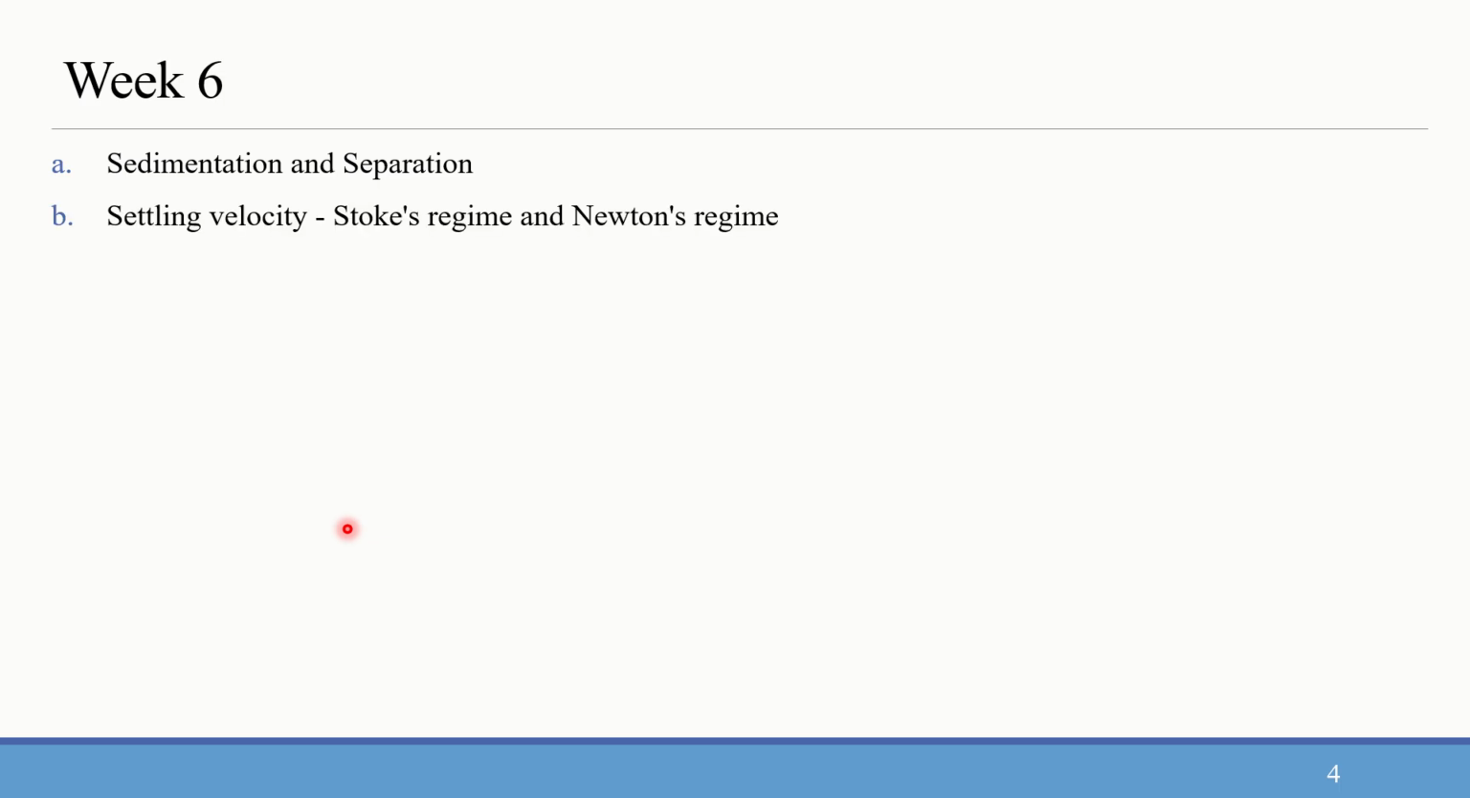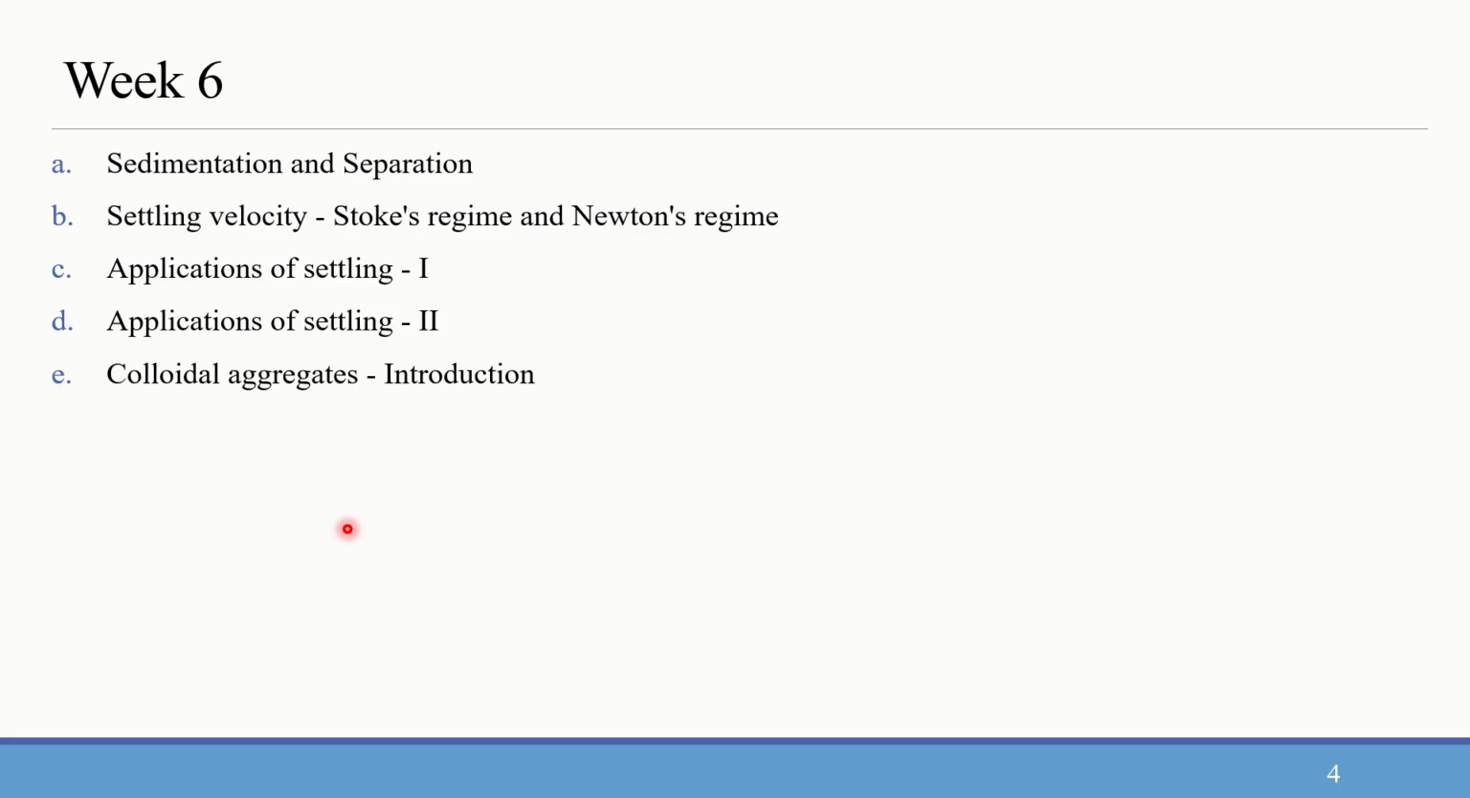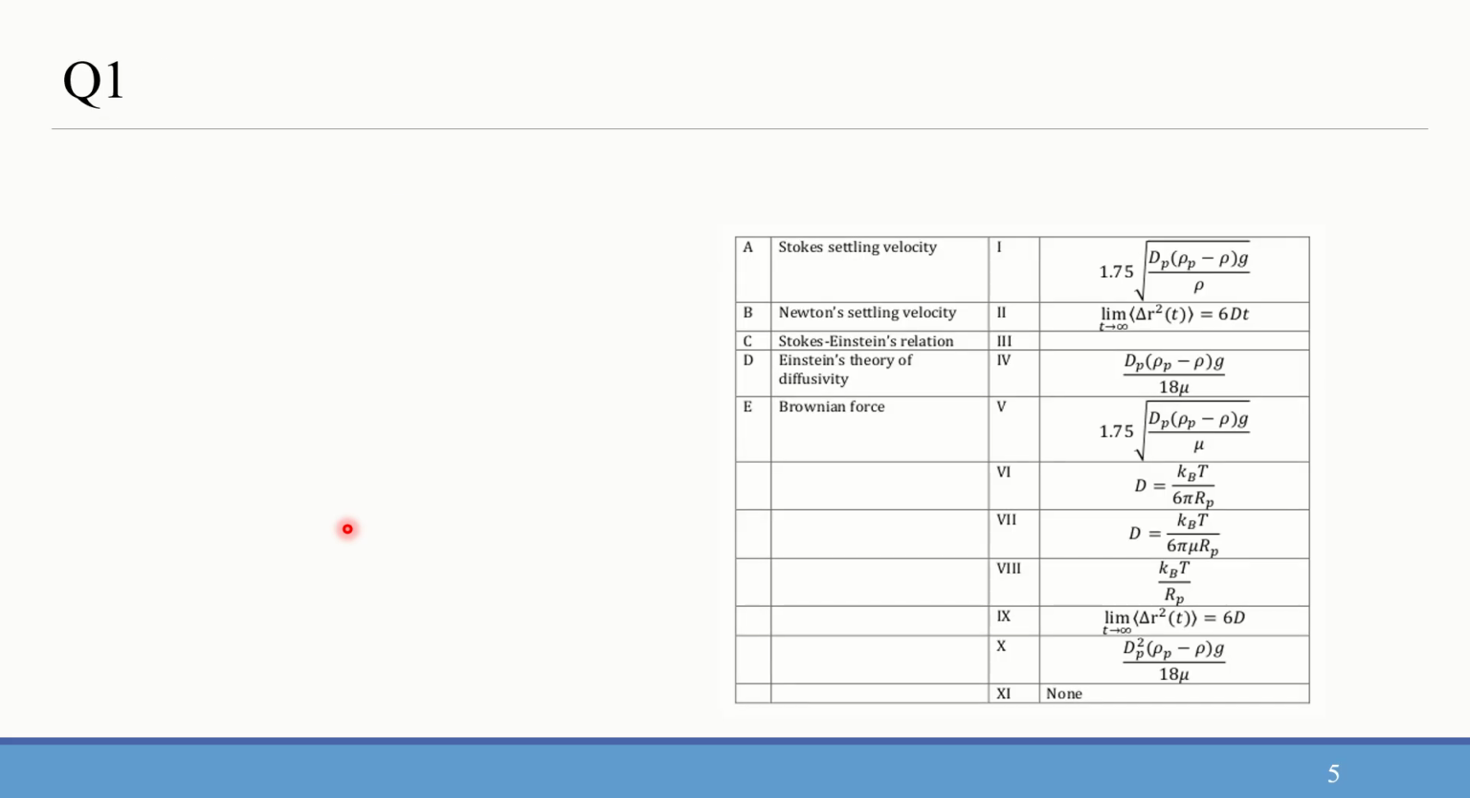Now coming to week 6, what we are going to see is sedimentation and separation, settling velocity, Stokes regime and Newton's regime, applications of settling, and colloidal aggregates, settling of colloidal aggregates. Now let us start with problems. In the beginning itself, let me tell you, this week is about application of a single formula for different things. Mostly it is about terminal settling velocity and a few concept based questions here and there. We have almost 16 problems for today's session. So now let us move on to the session.